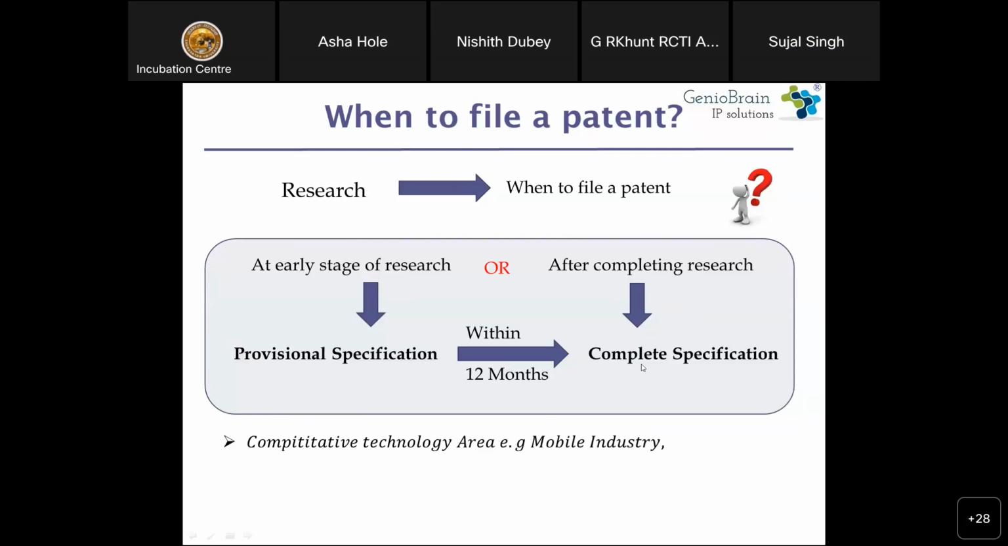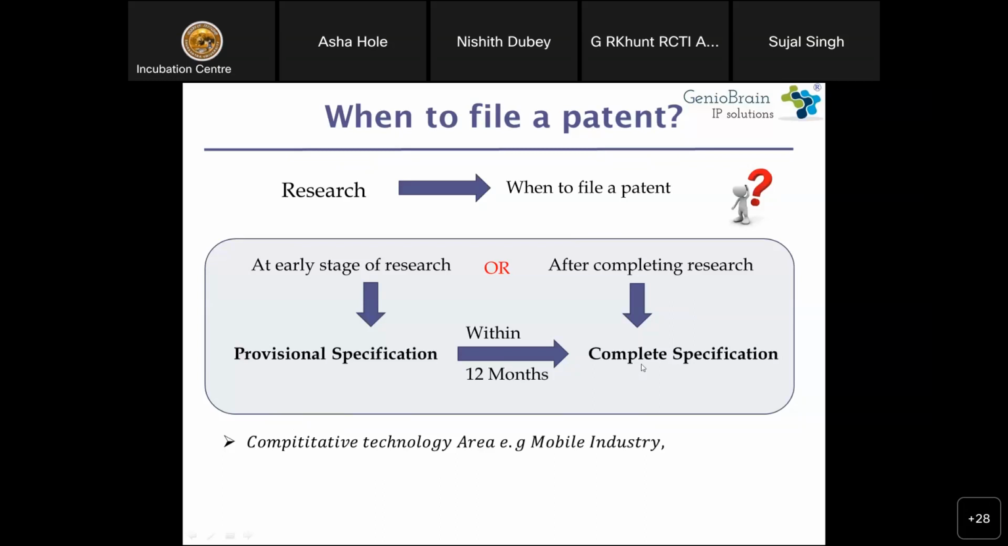So you need not wait till your research gets complete and then file a complete application. So this is why, at an early stage, you want to file a patent application. Why is it important? I think you all know about provisional application and complete application. But what is the theory behind that? Why does the patent office give us this provision of filing a provisional and a complete application?